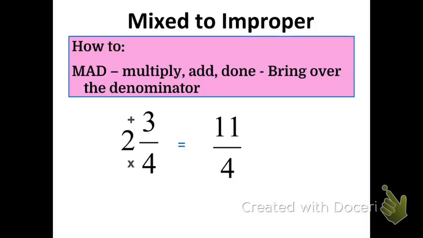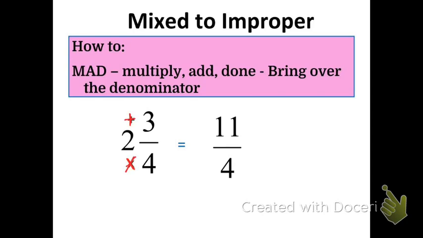Okay, so if we're going from a mixed number to an improper fraction, the steps are MAD, multiply, add, done, and then bring over your denominator. Now, some people earlier today were telling me that they heard multiply, add, divide. I don't know where they're getting the divide from because that doesn't belong. So if someone told you that, I don't think that's correct unless I misunderstand the way they're teaching it. So just know, multiply, add, done. MAD, multiply, add, done.